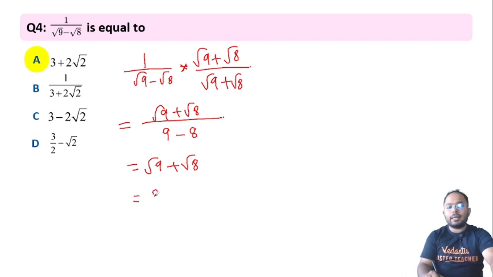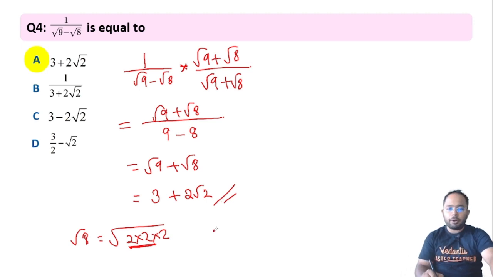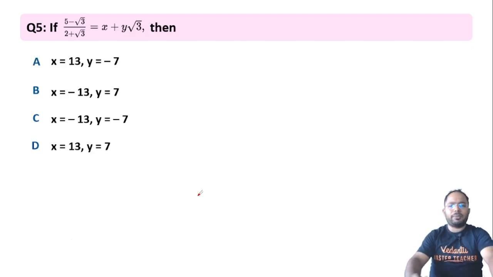Root 9 is 3, right? 9 being a perfect square, it's 3. Plus under root 8. Now under root 8 is basically 2 into 2 into 2. So we can make a pair of 2. So that's what we get, 3 plus 2 root 2. Alright, so this is the correct answer. Okay, so you are doing very fantastic, students. Let's move on to the next question.